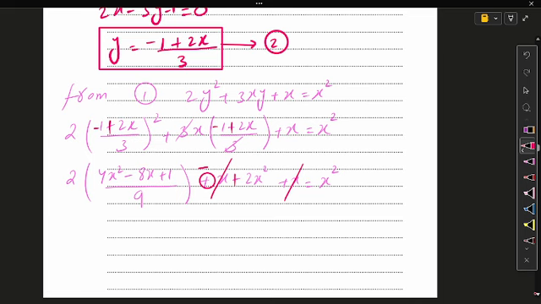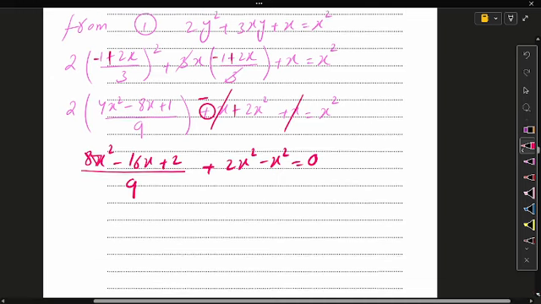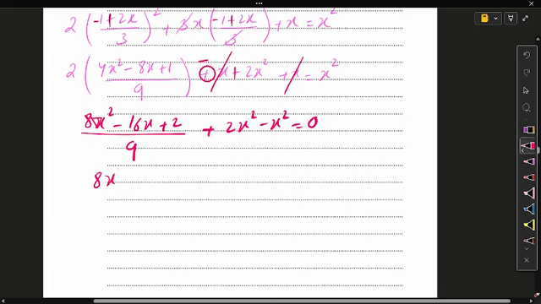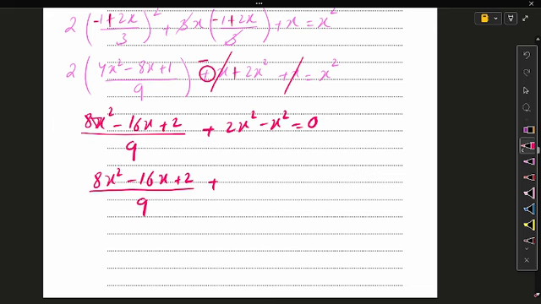And as a whole I'm able to get 2 times 8, which would be 8x square, minus 8 times 2, which is 16. Definitely it would be treated as 16x plus 2, over 9, plus 2x square minus x square, which equals 0. Yes, that's fine now. Now I can do the simplification, and I'm able to get 8x square minus 16x plus 2 over 9, plus x square, which equals 0.